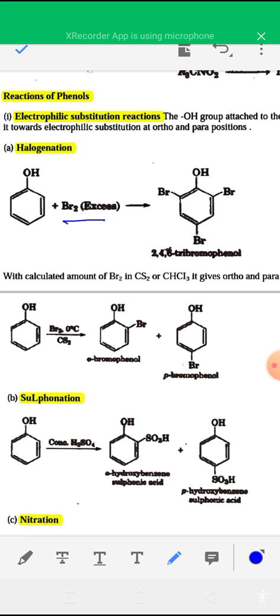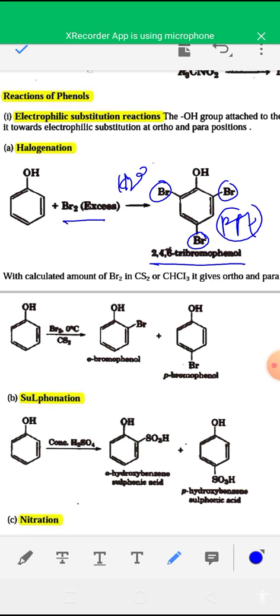So when phenol is treated with bromine water, you will get 2,4,6-tribromophenol, a white precipitate, white PPT of 2,4,6-tribromophenol. Important reaction.